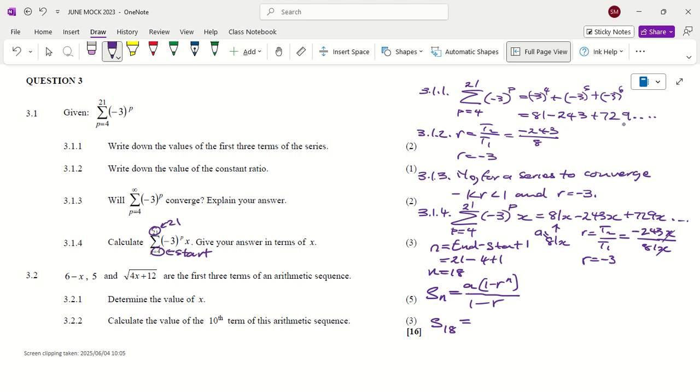Every time, never make the mistake of finding R using your head and looking. You understand? Divide T2 by T1 and see what will happen. And that's the mistake you did in term 1.